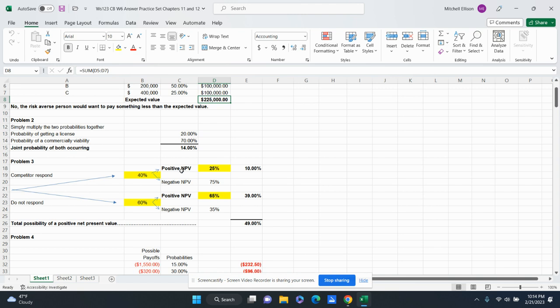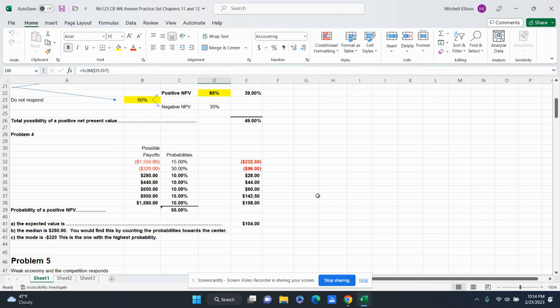You would then take the joint probabilities across the positive. Again, if they respond, 40% times 25% is 10%. 60% times 65% is 39%. Add those two together, you get 49%.